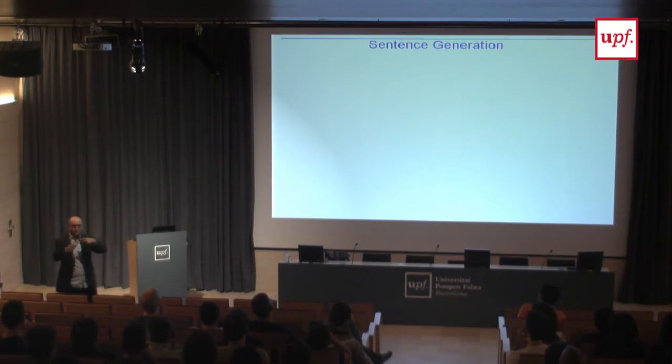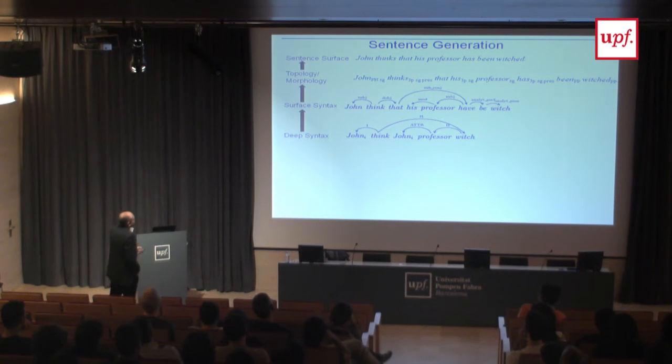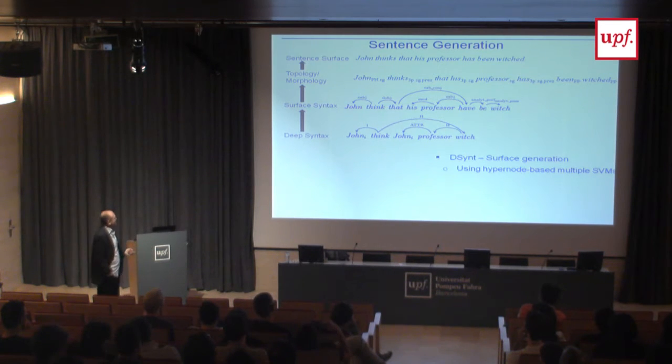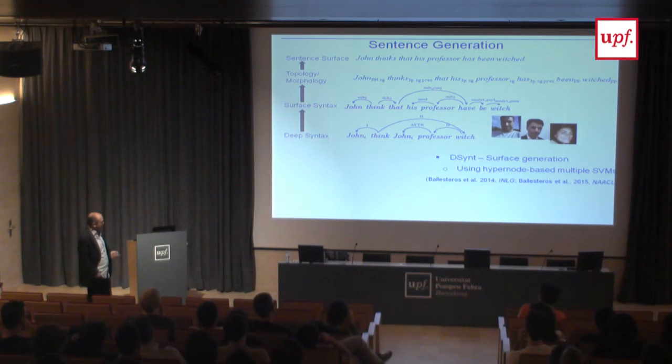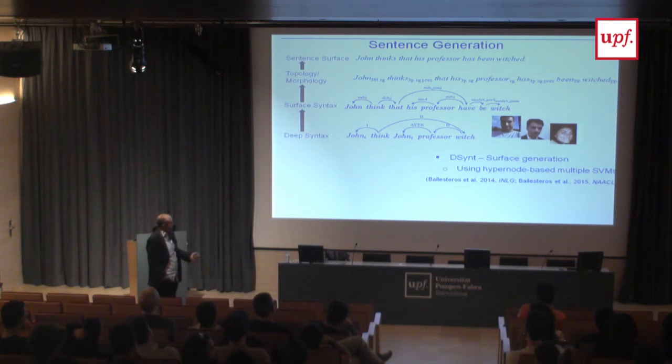So it goes always, no? So one way and then the other way. So generation, so again, this is basically just reverse. And here what we do, we use SVM so far, and we are working on a deep learning approach as well, using this hypernode strategy.